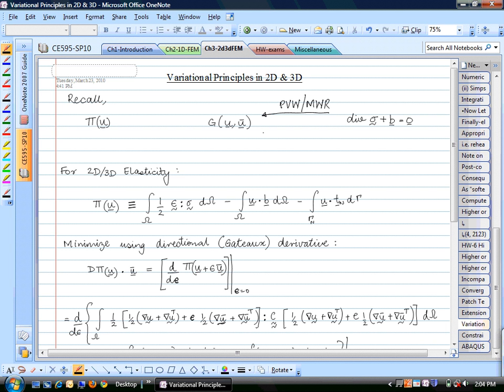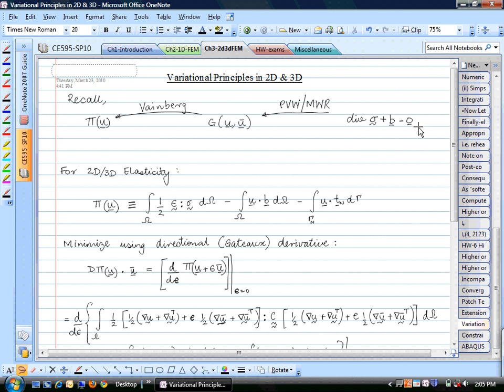How do we go from G? Let's say if you are given some differential equation, you have found out G. How do we know if there is a pi? So we use the Weinberg theorem to go from G to pi. And not for all types of G is this going to exist. So we need to make sure that an energy functional exists before we can actually derive it.